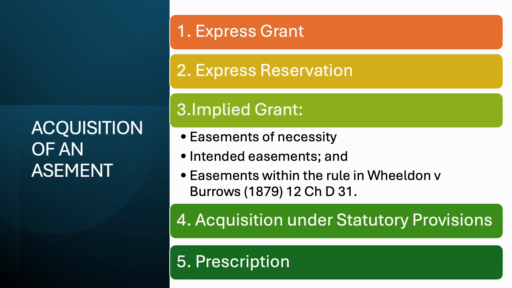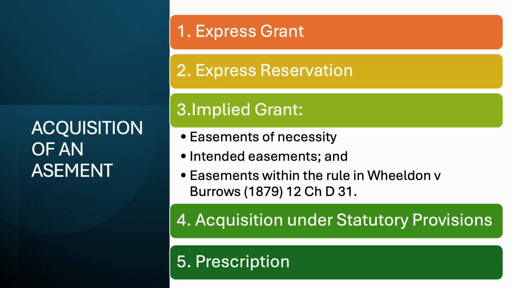Now let's talk about how easements are created. There are several methods. First, express grant. This is the simplest and clearest method. The owner of the servient tenement explicitly grants an easement to the dominant tenement owner, usually by deed. No special form of words is required, provided that the extent of the easement is reasonably clear.